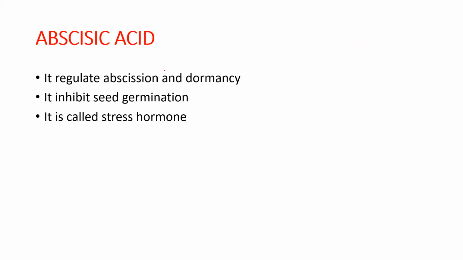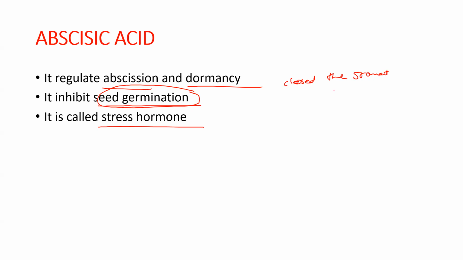Next is abscisic acid. It regulates abscission and dormancy. It inhibits seed germination. It is called the stress hormone. Why? Because if there is no favorable condition, it inhibits seed germination. It closes the stomata. So what happens? The CO2 can't get in and respiration will not take place, so energy will not be produced and metabolism will not take place. So the seed will not germinate. Understood? This is called the stress hormone, abscisic acid.